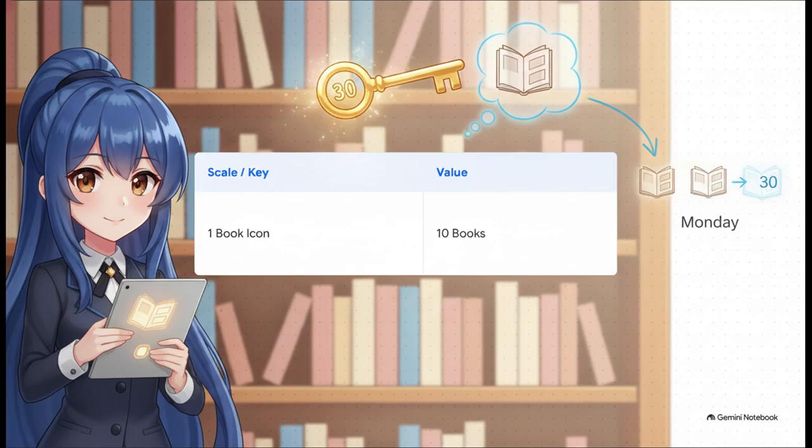But hold on, because here is the absolute most important rule of pictographs. You must always look for the scale or the key. You see, one picture doesn't always equal just one single item. In a library dataset, for example, the key might tell us that one single picture of a book actually represents 10 borrowed books. So if a pictograph has 3 book icons sitting next to Monday, that definitely does not mean 3 books were borrowed. It means 30 books were borrowed.